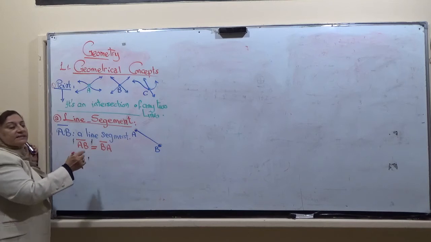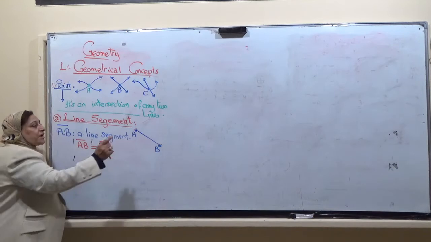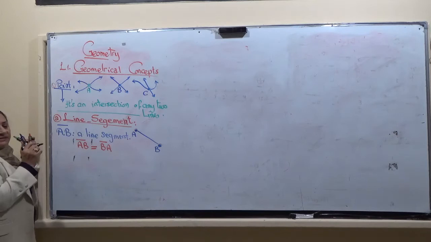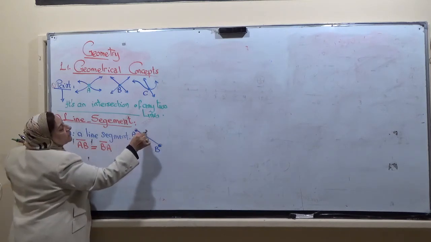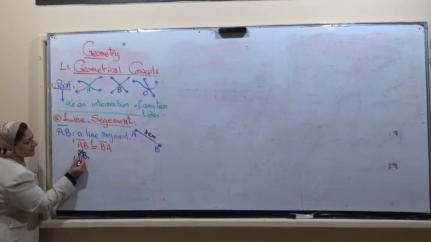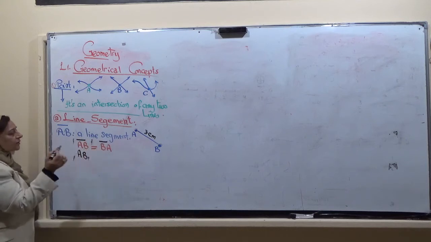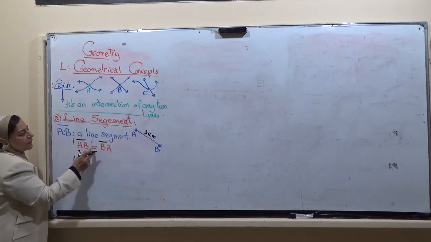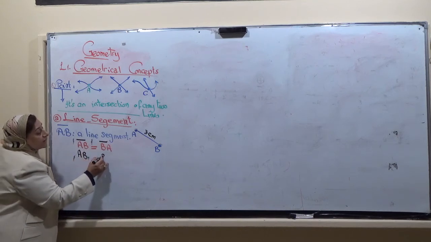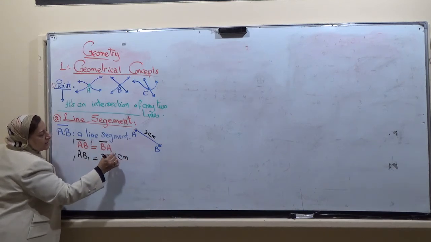But the line segment is a set of infinite collinear points which has an initial point and a final point. What about the length? The length of AB, for example, is 3 centimeters. So for the length of AB, don't put here line segment. Line segment is used when you're making parallel, perpendicular. You say the line segment equals the line segment. But the length of AB is equal to the length of BA, this is for the length, 3 centimeters.